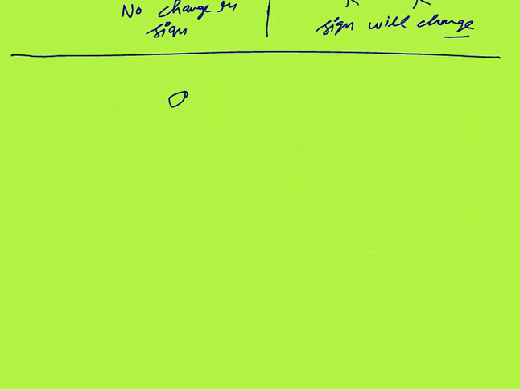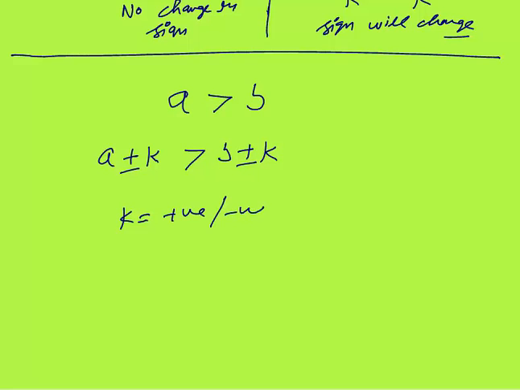If A is greater than B, then A plus or minus K will always be greater than B plus or minus K, whether K is positive or negative. So here the inequality will never change. In addition and subtraction, the sign of inequality will never change whether K is positive or negative. There is no change of sign of inequality in case of addition and subtraction of the same number K.